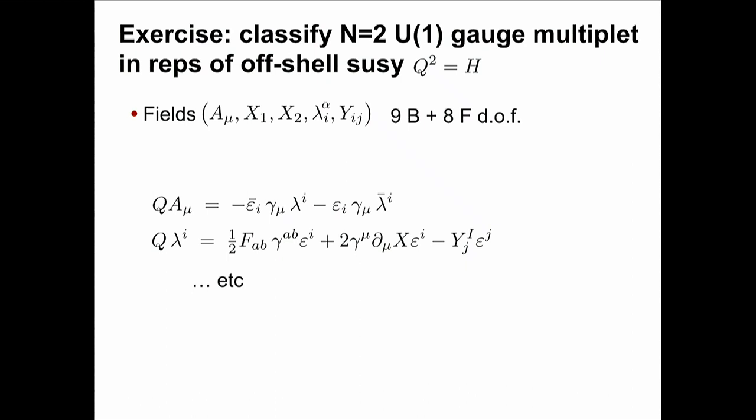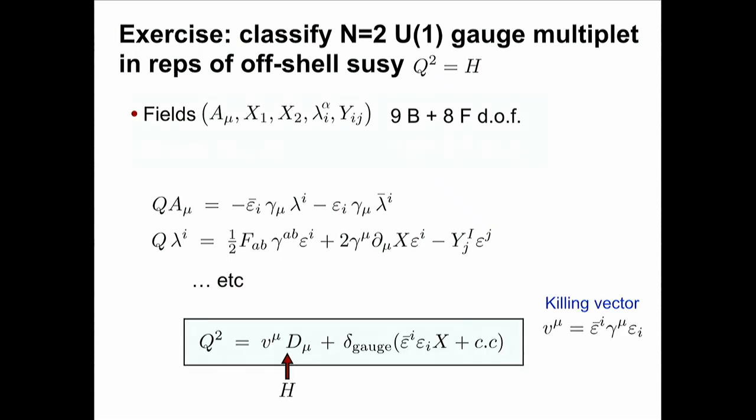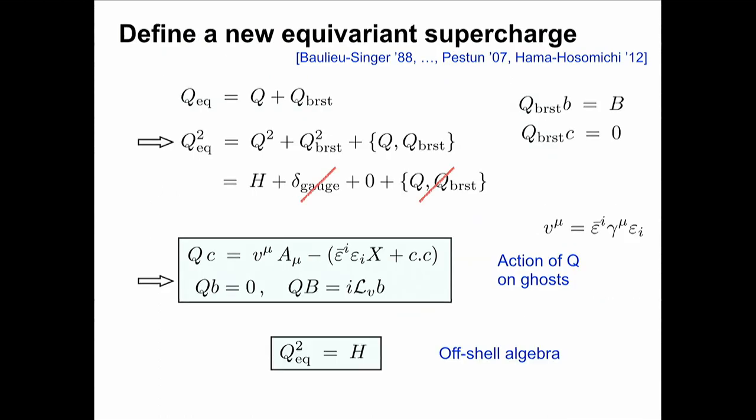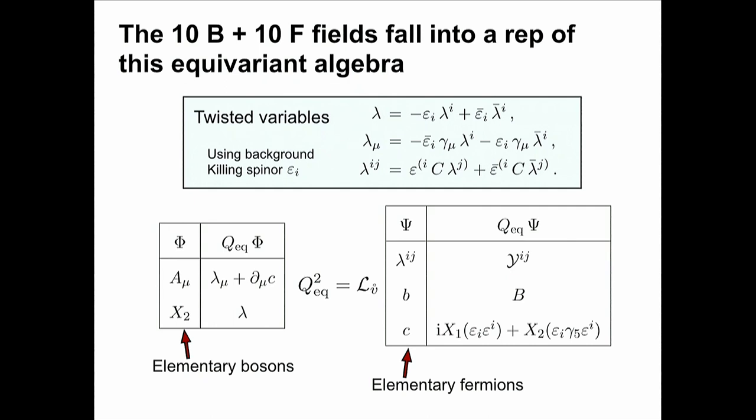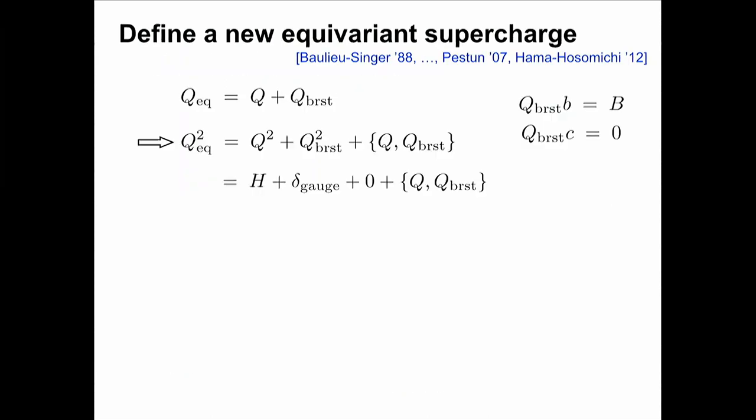Let's take the boson. Q plus QB. Q is this. What is QB of A mu? QB of A mu is a gauge transformation with the gauge parameter replaced by the ghost. So QB of this is that plus D mu of c. Here nothing happens, and so on. Well, this is a completely algorithmic way to write it. So it's slightly more complicated, but it's nice. So once you do this, you get, yeah.